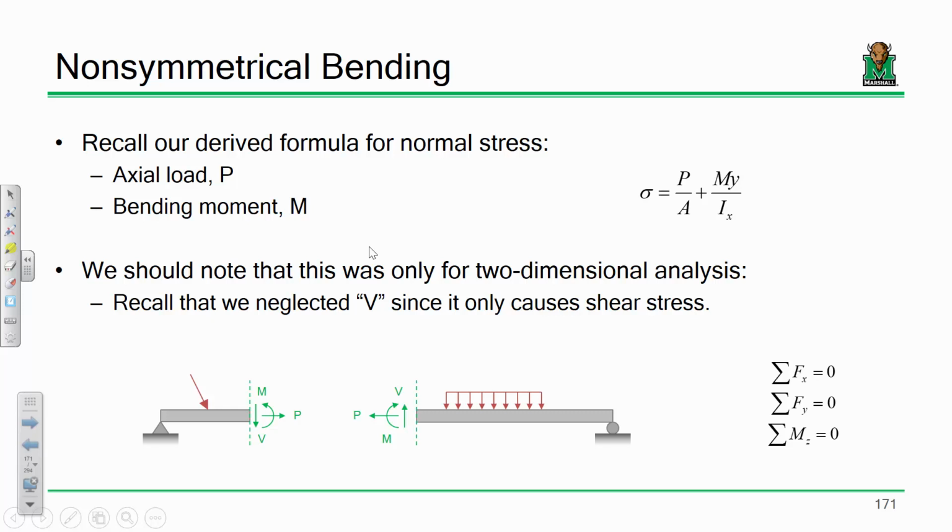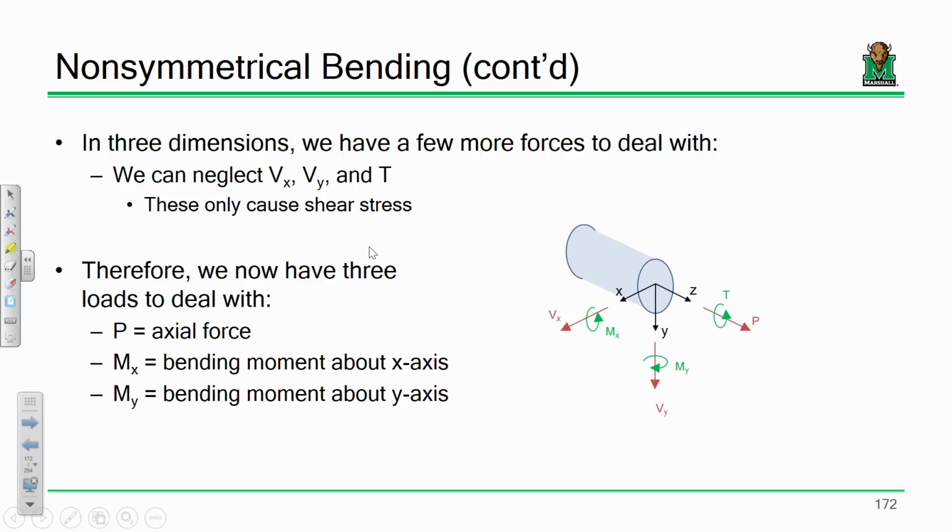Right now, I want to look at this. We derived our formula for normal stress as follows: sigma equals P over A plus My over I. And hopefully by now, everybody is okay with that, right? For now, we've neglected shear because it only causes shear stress. This is two-dimensional. What about in 3 dimensions? In 3 dimensions, remember, we have 6 unknown components of force or moment inside a section that we would need to deal with: the unknown axial load, the unknown torsion, the unknown shears across both axes, and the unknown moments across both axes.